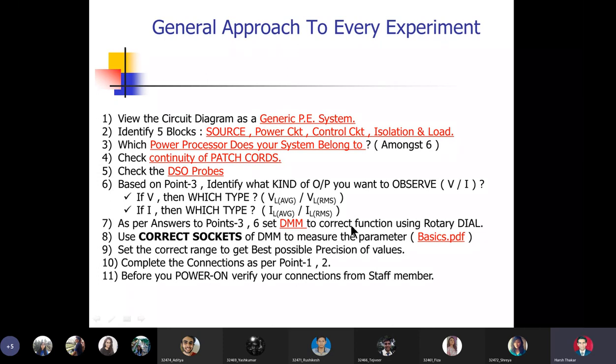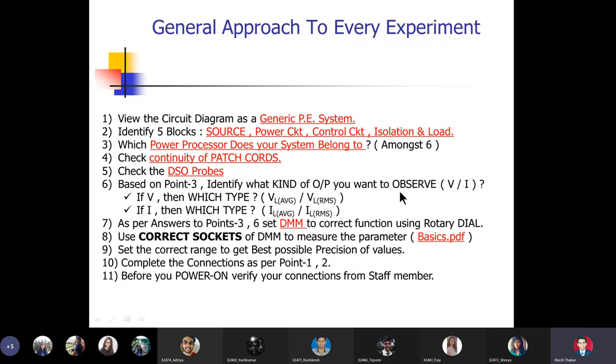Similarly, if you identify that you have to measure some current value, then again you should be clear whether you have to measure an average current or RMS current, and accordingly you have to configure the DMM. Point number 7, as per answers to point number 3 and point number 6, set the DMM to the correct function using the rotary dial. So what is a rotary dial? You know, but still we will revise.